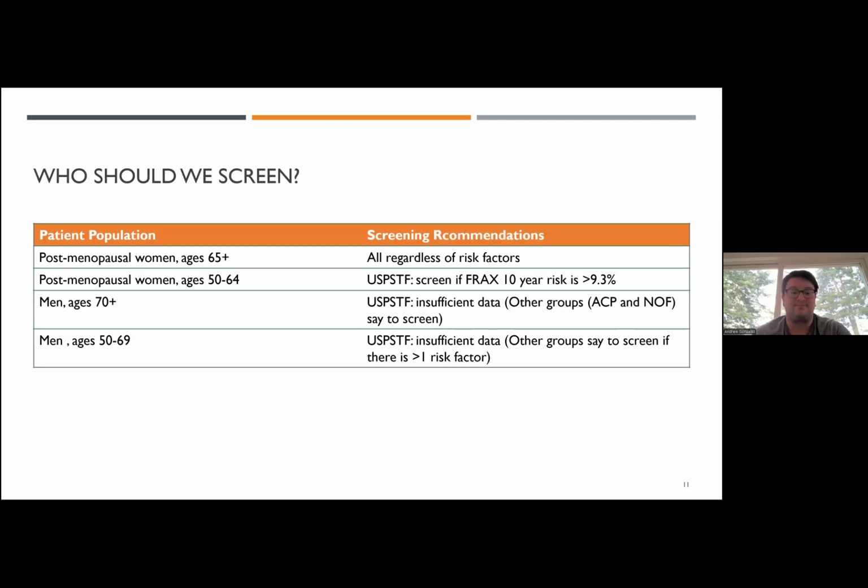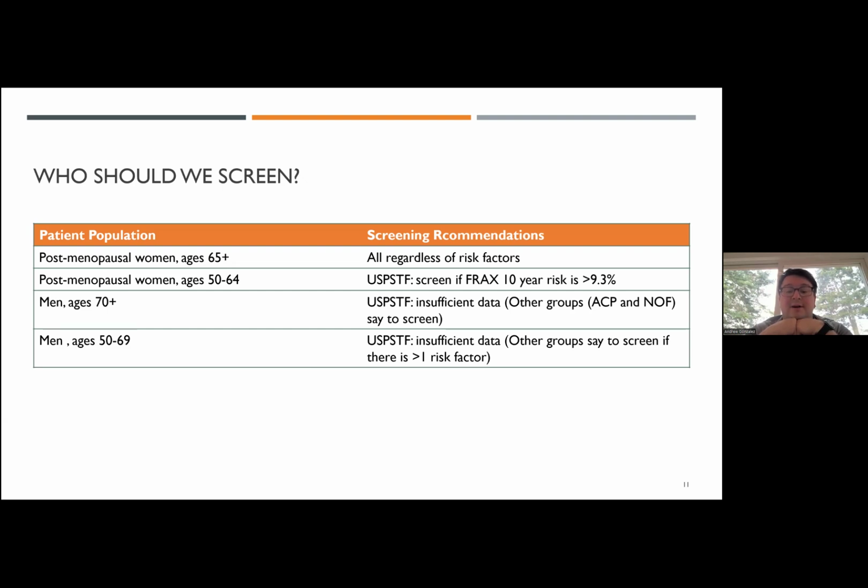Who do we screen? Well, the current guidelines are for any postmenopausal woman above the age of 65, screen everyone regardless of risk factors. For postmenopausal women between the ages of 50 and 64, by USPSTF guidelines, we're going to use something called a FRAX risk calculator.